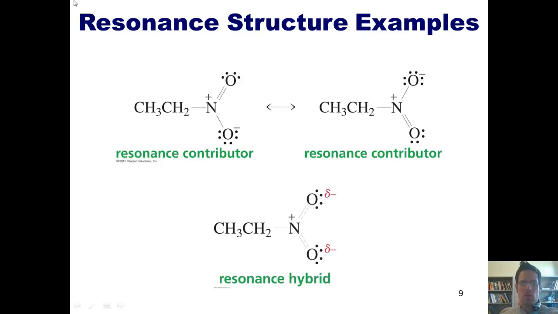We would say that the molecule in reality is somewhere in between, and we could draw that by drawing dotted lines between the nitrogen and the 2 oxygen atoms and drawing a partial negative charge at each oxygen atom. This indicates that this negative charge is being shared or smeared across both oxygen atoms. We call this molecule the resonance hybrid, which is once again recognizing that in reality this molecule exists somewhere in between these 2 different resonance contributors.